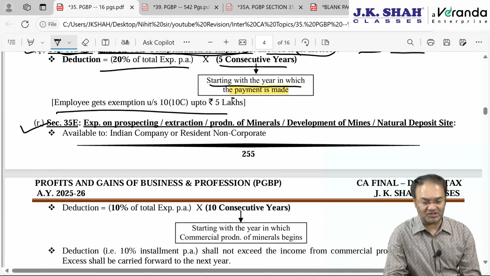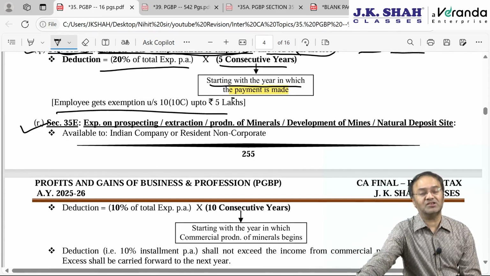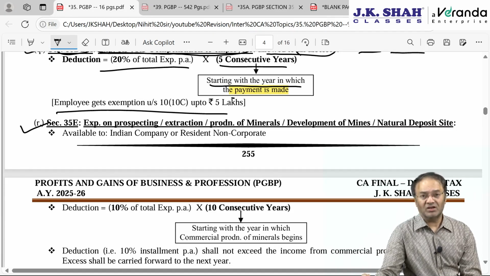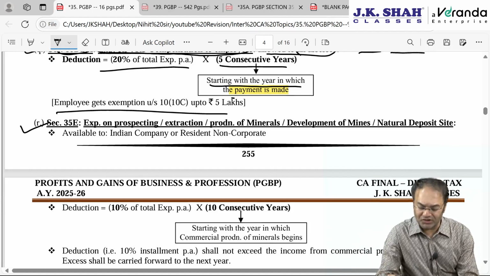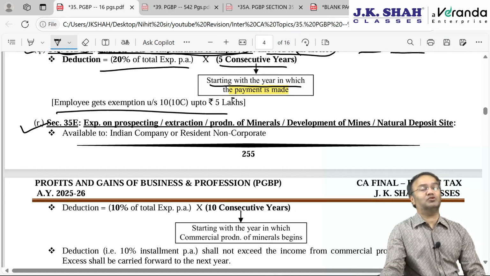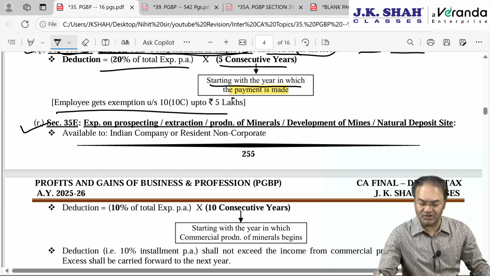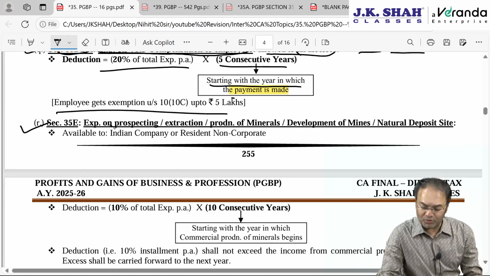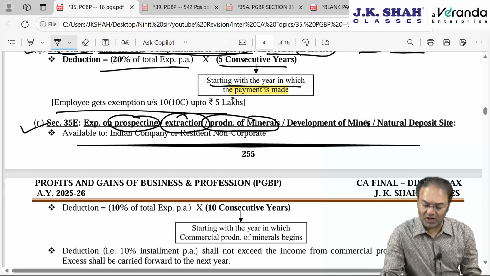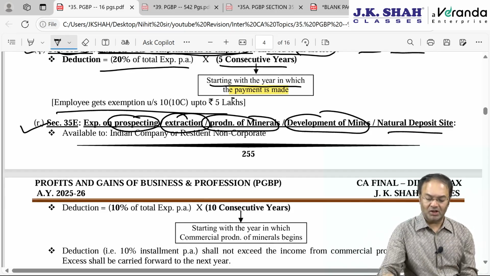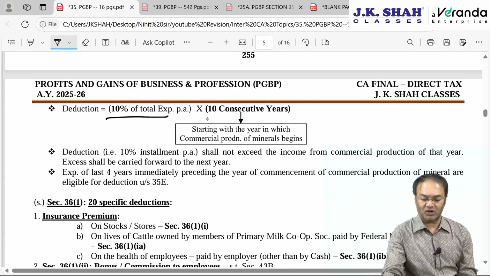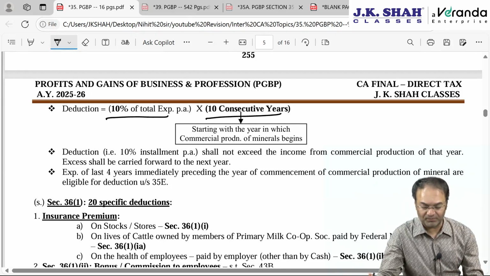Next is 35E, which is less important. 35E is allowed over a period of 10 years. Deduction is for 10 years. It is applicable to those people who are in the business of prospecting for extraction of or production of minerals. Prospecting means searching for extraction of and production of minerals or development of mines or natural deposits. Deduction will be 10% of total expenditure for 10 consecutive years.